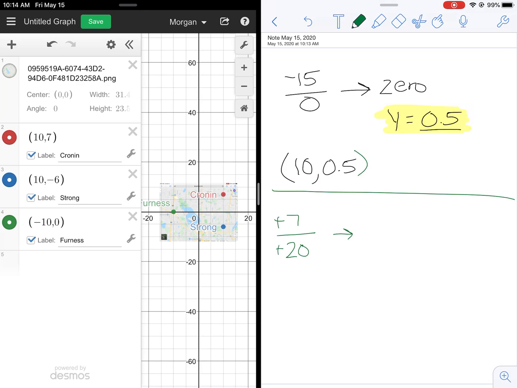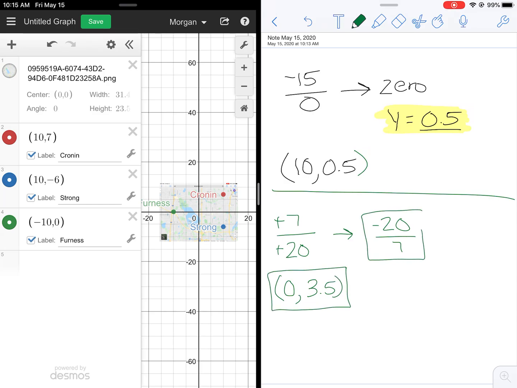So my negatives will cancel out, which means the perpendicular slope that I'll actually use will be negative 20 over 7. The midpoint of those, between the red point and the green point: 10 plus negative 10 is 0, divided by 2 is 0. 7 plus 0 is 7, divided by 2 is 3.5. So I'm going to use this point and this slope and throw it into slope-intercept form.